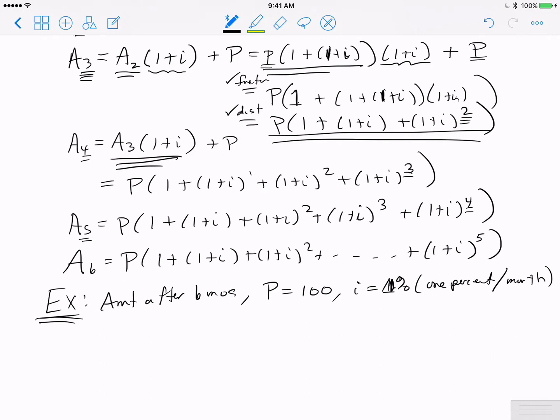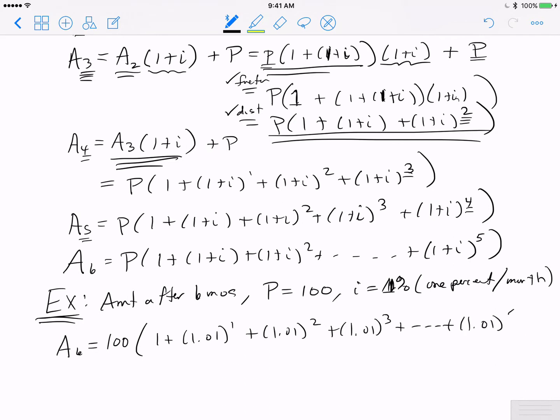And then I think you can see the amount that you'll have after 6 months is going to be $100 times 1 plus 1.01 to the first, 1.01 to the second, 1.01 to the third. Keep going until you get to 1.01 to the fifth power. And this should look a lot like the formula we had a second ago. You should compare this to the main mathy formula, which was 100.